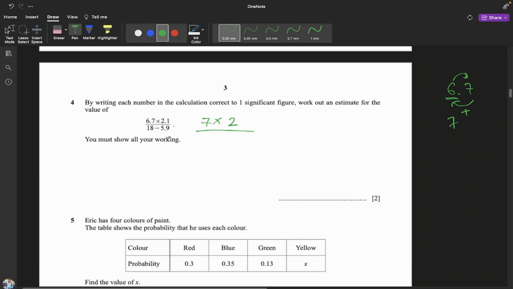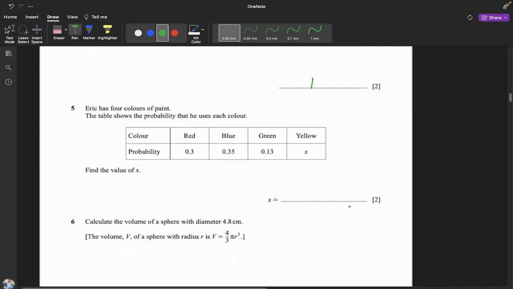18. You have to check the other number, which is 8. 8 is greater than 5, so you can call this 20. Minus 5.9. 9 is greater than 5, so you can call it 6. 7 times 2 is 14. 20 minus 6 is also 14. So the answer is 1.